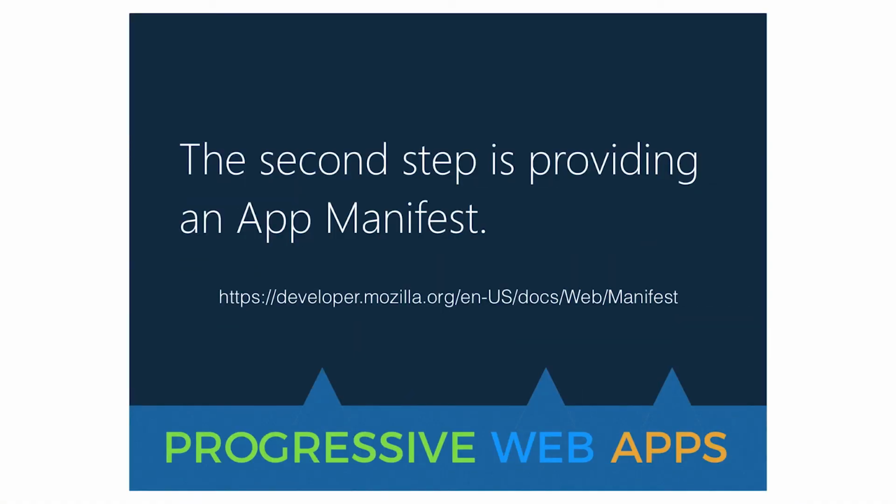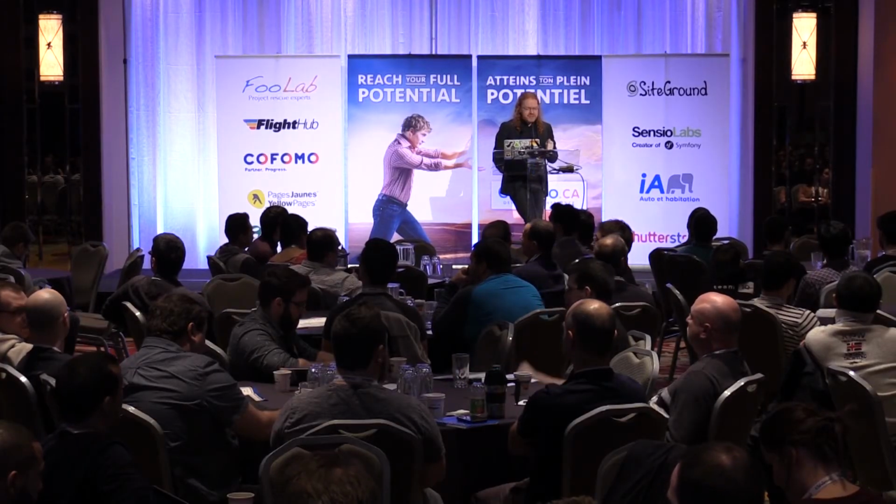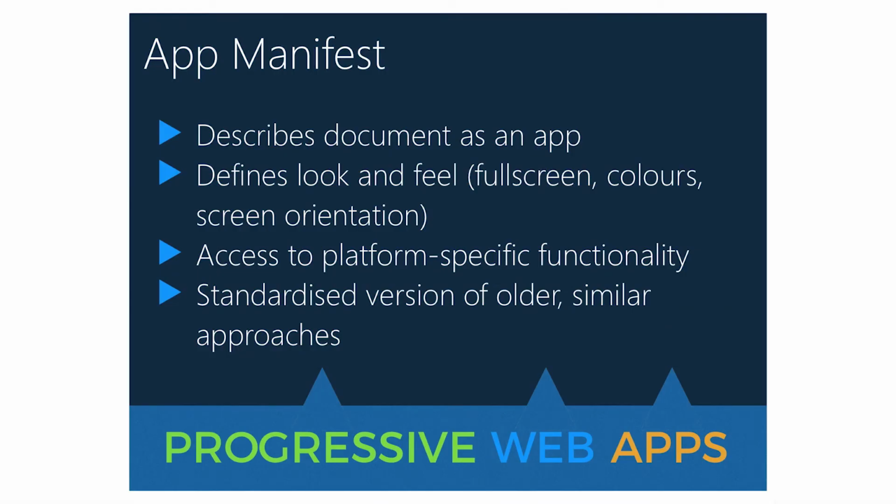The second step is providing an app manifest. That tells me your website is not a website, but it's actually an app. That's a very simple JSON file that tells me what's the name of your app, what are the icons, what are the things that it needs to access, what is the splash screen, and so on and so forth. The app manifest describes the document as an app. It defines the look and feel, if it's full screen, colors, the screen orientation. It gives you access to platform-specific functionality.